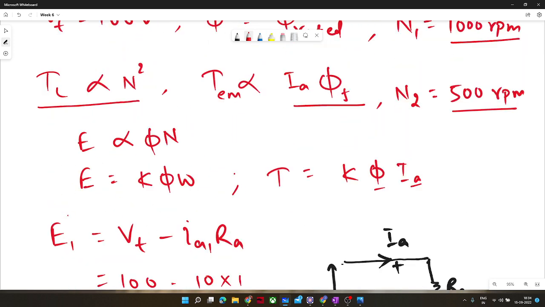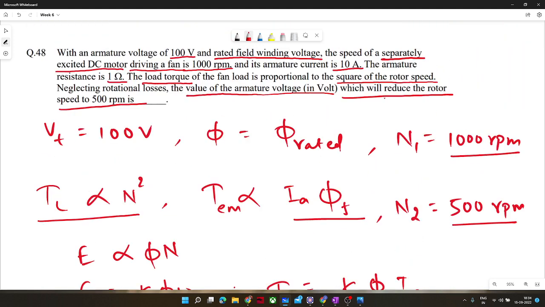we know the speed is 500 RPM. Then what would be the back EMF and current? If we can somehow calculate the back EMF and the armature current in that case, then we will be able to calculate the armature voltage or supply voltage.